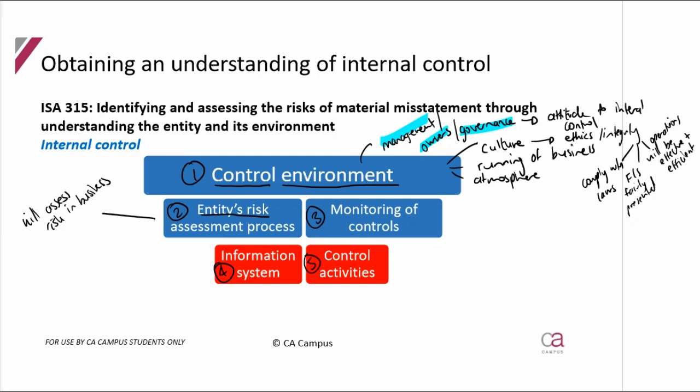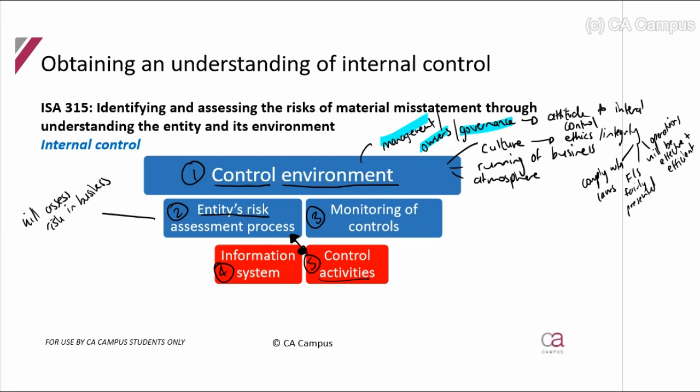Okay, so the next part of it is, do they assess risks in their business? And then, do they put controls in place over the risks? So that's your control activities. Do they put controls in place to address these risks? And once again, if they have a strong control environment, they will do so, because that's the culture.